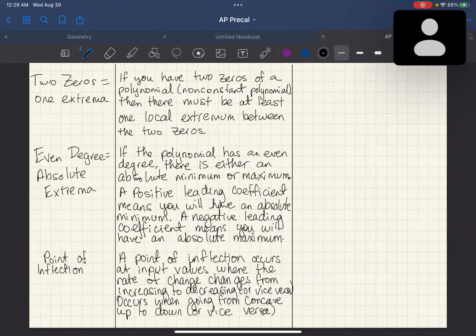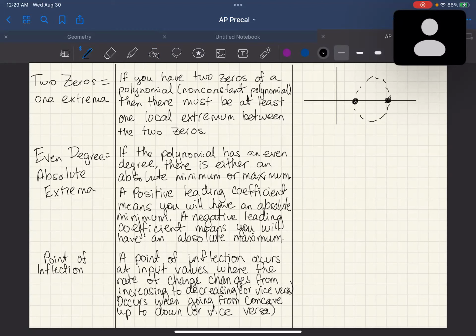Now, 2 zeros, 1 extrema. If you have 2 zeros of a polynomial, non-constant polynomial, then there must be at least one local extremum between the 2 zeros. So that makes kind of sense, right? If I had my graph and I had 2 points on it, what this is saying is that if I have 2 zeros on my polynomial, then there's either going to be a maximum or a minimum.